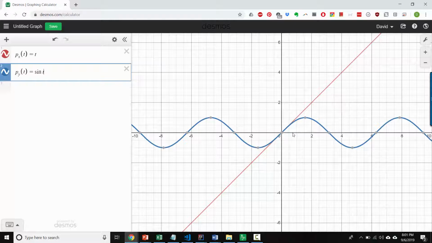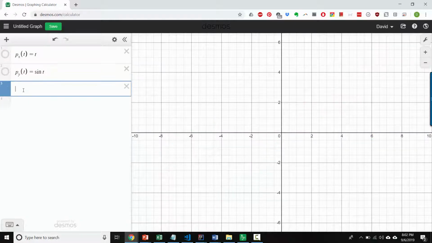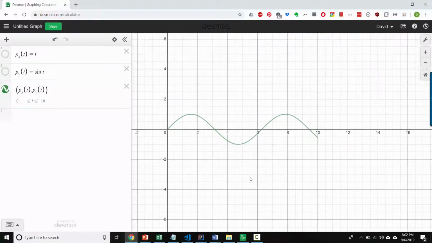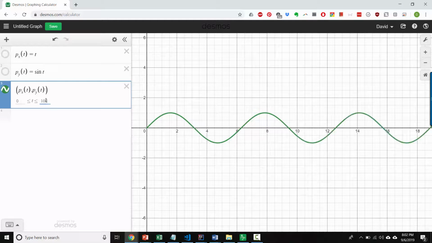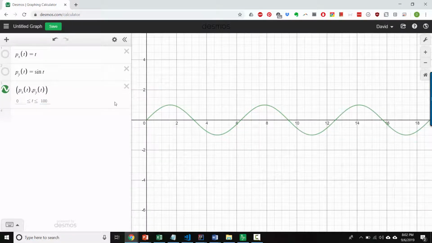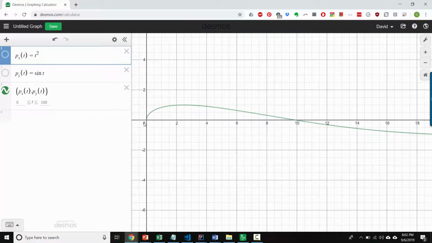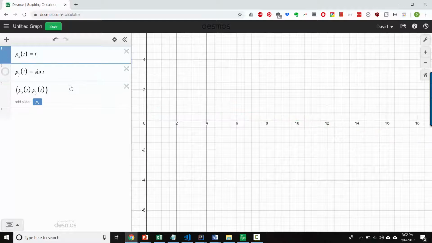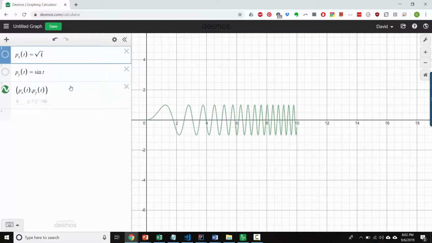Right now it's graphing these two things separately, but what I want it to do is graph the parametric equation. So have some parentheses and then say p underscore x of t and p underscore y of t. Then you can specify the range for t. Let's start at 0 and go up to like 100. You can see that's a standard sine curve. But now let's make this be t squared, and you can see what I'm saying: here it's stretching itself by quite a bit. If I make this the square root of t, now you can see that it's compressing and compressing in the way that I suggested.